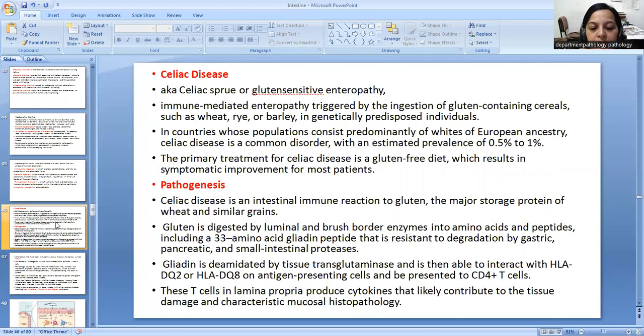Pathogenesis. Celiac disease is an intestinal immune reaction to gluten, the major storage protein of wheat and similar grains. Gluten is digested by luminal and brush border enzymes into amino acids and peptides, including a 33 amino acid gliadin peptide that is resistant to degradation by gastropancreatic and small intestinal proteases. Gliadin is deamidated by tissue transglutaminase and is then able to interact with HLA-DQ2 or HLA-DQ8 on antigen presenting cells and be presented to CD4 plus T cells. These T cells in the lamina propria produce cytokines that likely contribute to the tissue damage and characteristic mucosal histopathology.